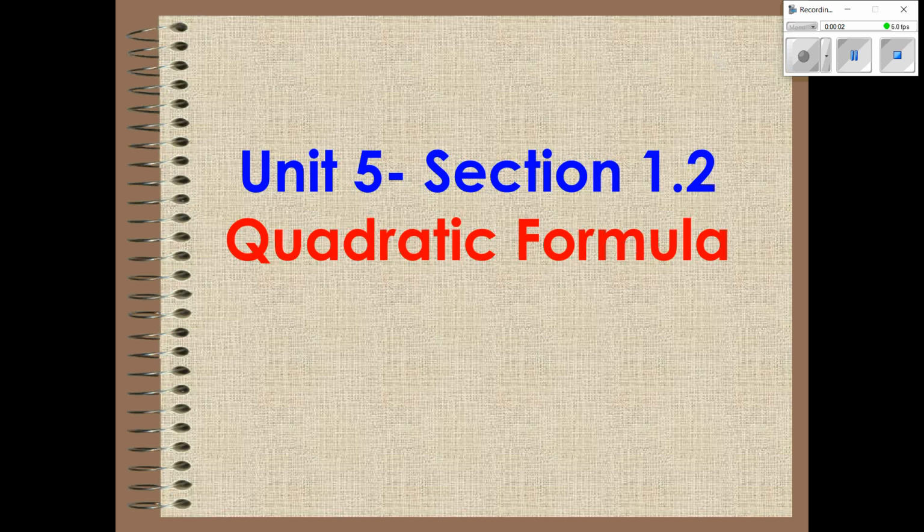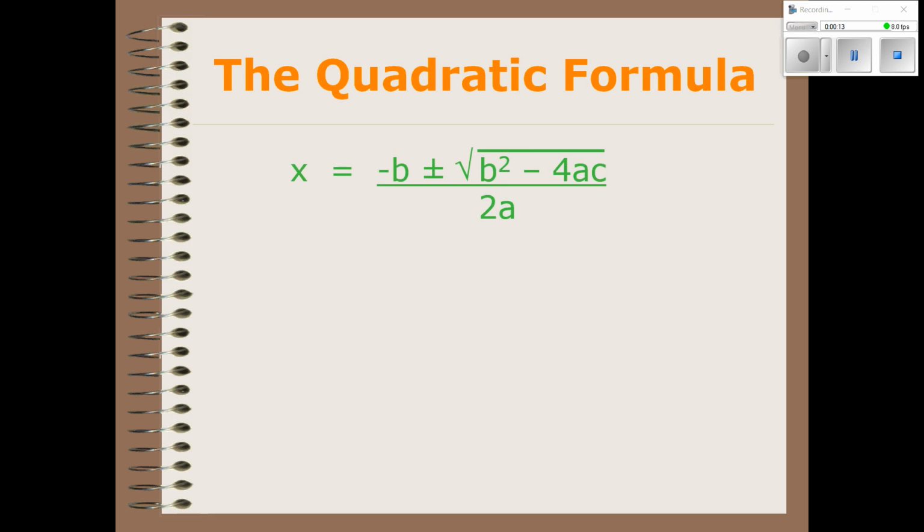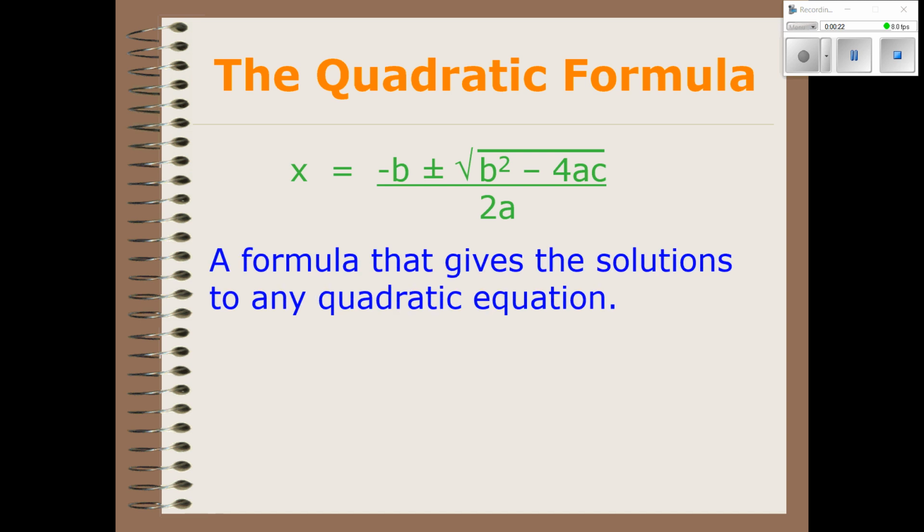All right, guys, I want to do a quick video here on the quadratic equation. This is section 1.2, and sometimes you hear it called the quadratic formula or quadratic equation. Either way is fine with me. So just a reminder, this is x equals negative b plus or minus the square root of b squared minus 4ac all divided by 2a. You've seen this before, right?